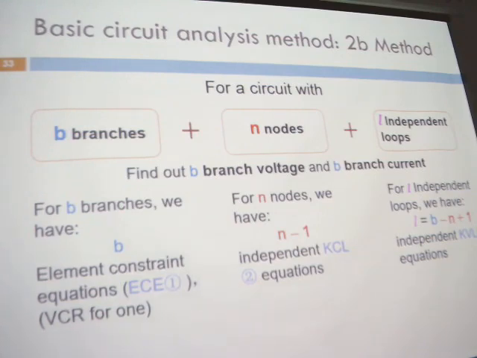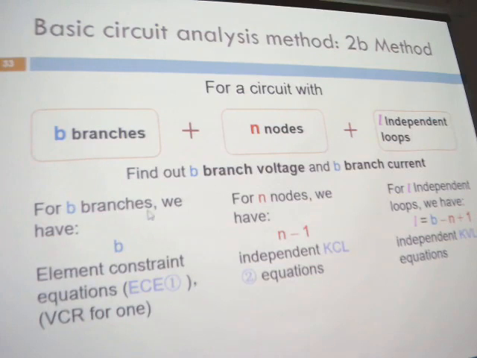What does a branch mean? One branch equals 2 equations. One branch is a branch with some elements that has the same current. For a circuit with B branches, N nodes and L independent loops, we can find the B branch voltages and B branch currents. What does branch current mean? The current on a branch.